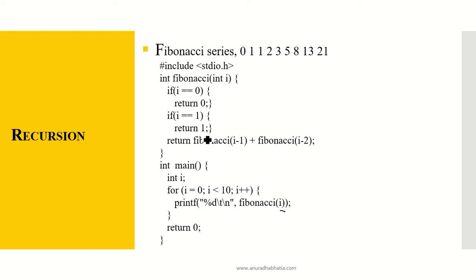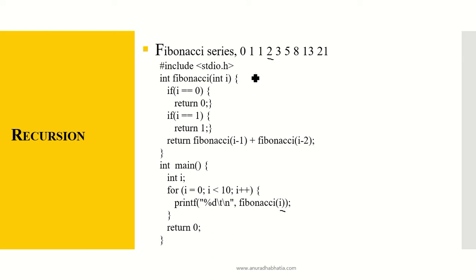And now we go to the next one, when i becomes 2. When i becomes 2, it is Fibonacci of i minus 1 plus Fibonacci of i minus 2. So the value is the addition of Fibonacci of 2 minus 1, which is 1, and Fibonacci of 0. So these two numbers will be added. So 1 plus 1, you get 2.